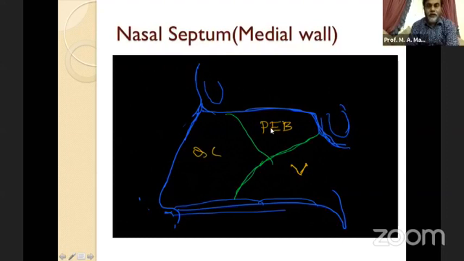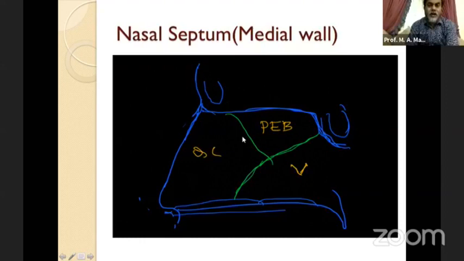Perpendicular plate of ethmoid bone, and posterior inferiorly the vomer. There are some contributions coming from the nasal crest, maxillary crest, and palatine crest. So nasal crest of maxilla and nasal crest of palatine bones, and sometimes, extreme posteriorly, the rostrum of the sphenoid bone. But septum is very important for exam.